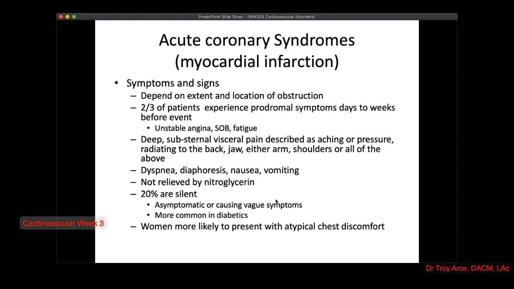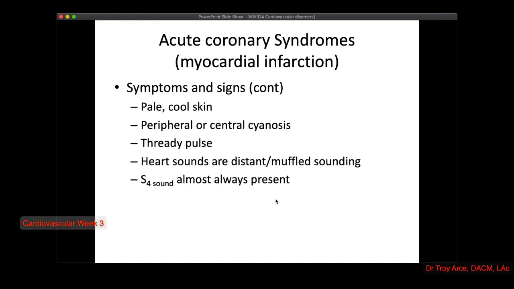And here's the women bullet down below. Women are more likely to present with atypical chest discomfort. So other signs and symptoms, they're going to be pale, cool, and clammy, with peripheral or central cyanosis. They're going to have a thready pulse. Heart sounds are distant, muffled, and the S4 sound, which is an extra sound, is almost always present.